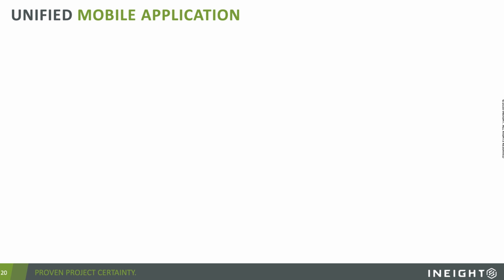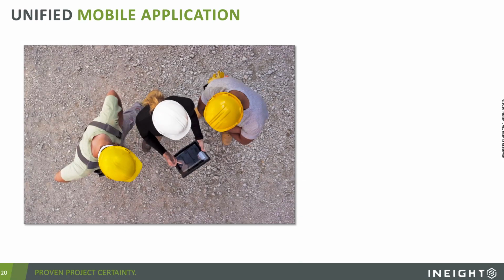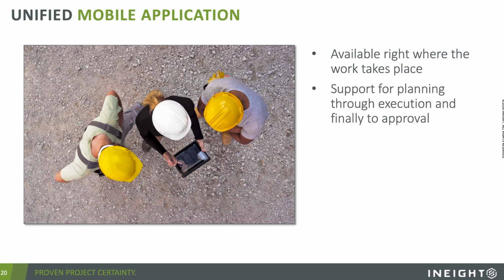So what's the point of a mobile application? Well, first and foremost, mobile means where the work is. You now have the ability to take that plan with you and go capture it right where the work is taking place. Again, it supports from that planning phase all the way through to the approval of your hours and your quantities.